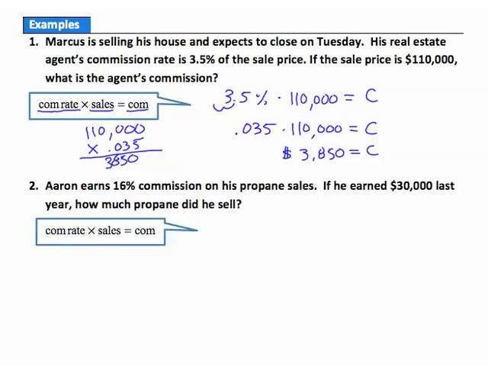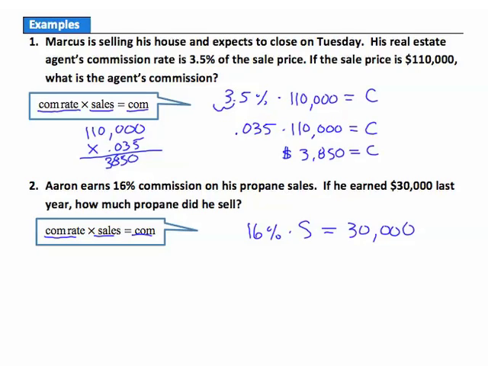Example 2. Aaron earned 16% commission on his propane sales. If he earned $30,000 last year, how much propane did he sell? Okay, we're thinking commission rate times the sales gives us the commission. Now let's enter that information into the equation. So the commission rate is 16%, so we take 16% of the sales. In this case, we don't know what those sales are, so we'll leave that as our variable. So times S for sales equals the commission earned. In this case, that's $30,000.